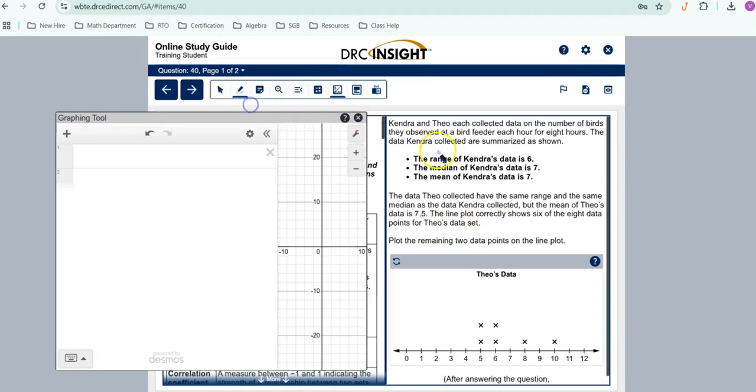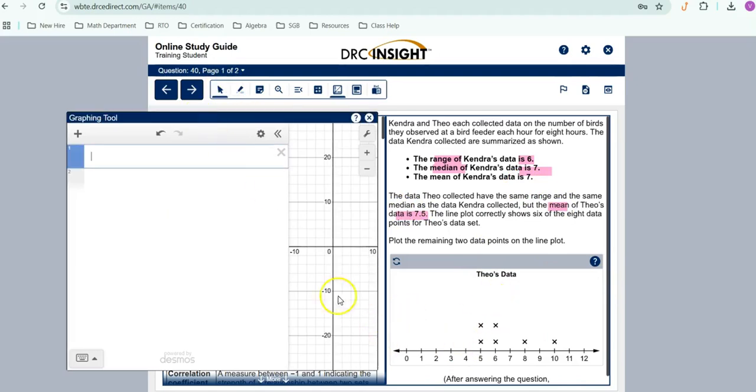All right, so let's see what we need. We're going to use Kendra's range and Kendra's median, but not Kendra's mean. We're going to use Theo's mean. Down here, we've got Theo's information on a box plot. I put the graphing tool up here and moved it over a little bit. Let's first put in our list. Our list is 2 5s, so 5, 5, 2 6s, an 8, and a 10. We've got 6 elements, so that's what it told us.